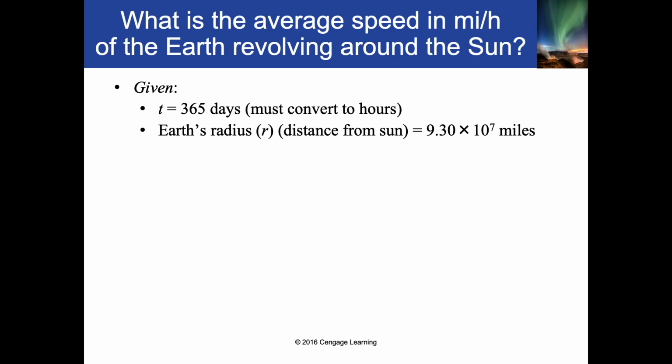How do we solve for this one? Well, and don't worry, this will all be recorded. The first thing to note is that you have the time. You need some kind of time, and your time is 365 days, because the Earth revolves around the sun in 1 year, and 1 year is 365 days.